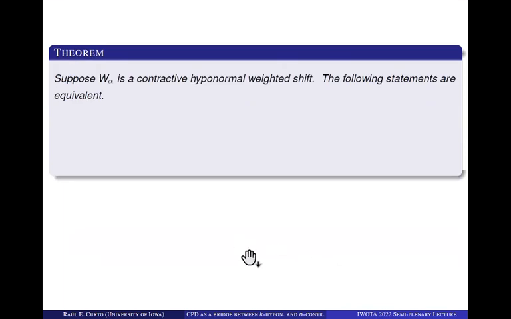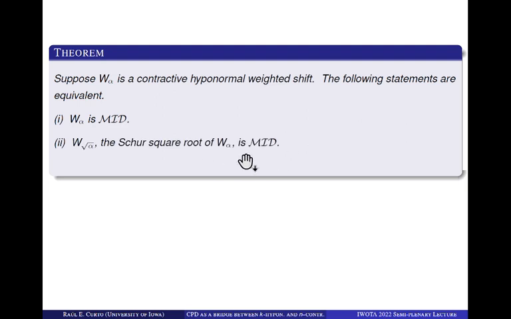Here's a theorem. Suppose that W alpha is a contractive hypernormal weighted shift. Hypernormal means that the weights are non-decreasing. The following statements are equivalent: W alpha is MID, W square root alpha, the Schur square root, is MID, and the Lutz transform is MID. So while it is not true that W alpha subnormal and W square root alpha subnormal are equivalent, at the level of MID, they are. All of these properties are equivalent if I'm dealing with a class of moment infinitely divisible weighted shifts: the Lutz transform, the square root shift, and the original weighted shift.